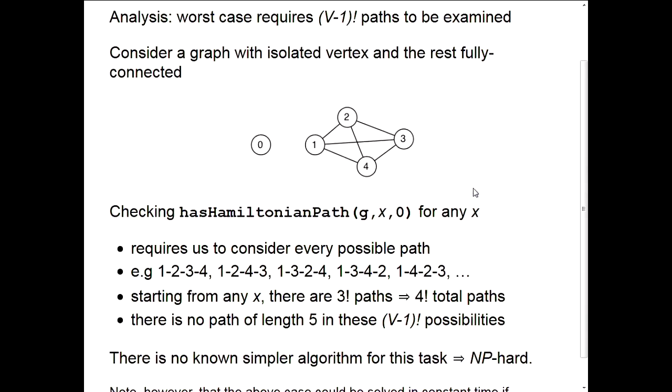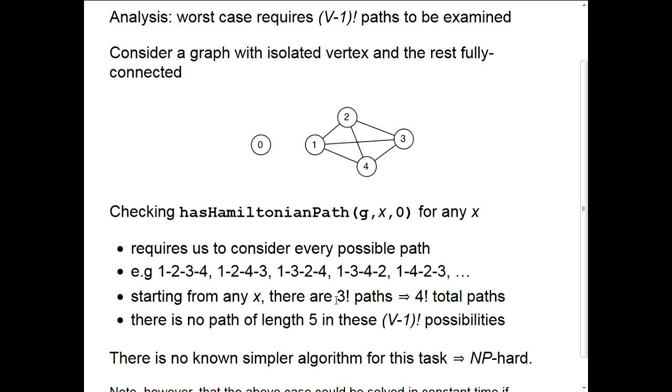The problem is if you have a graph with an isolated vertex and the rest is fully connected, and you want to see whether there is a Hamiltonian path from x to 0, then obviously you can't do that, but you have to consider, by this algorithm, all the possible ways depth-first search can work here from any x. And only once you've exhausted all these possible combinations, which is characterized by that factorial, then you can be sure that there is no possible path to 0.